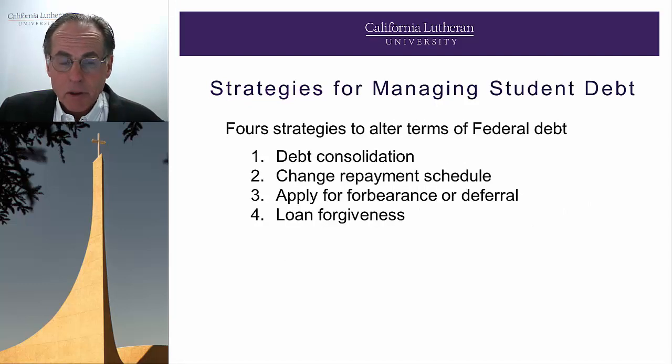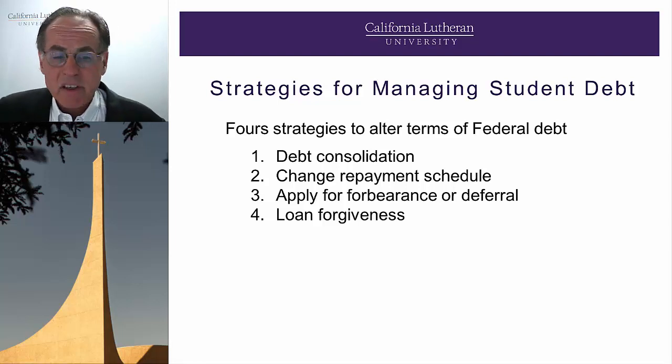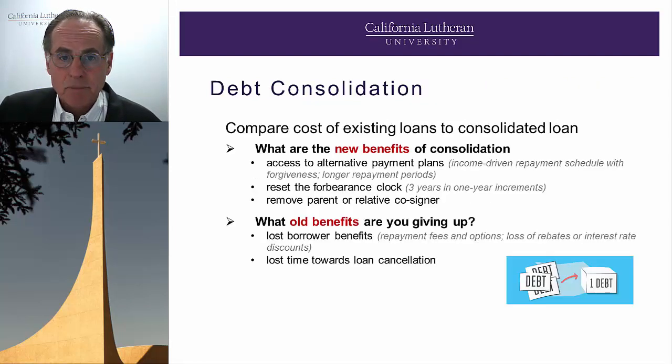debt. There are 4 strategies for managing federal student loan debt: debt consolidation, changing the repayment schedule, applying for forbearance or deferral, and loan forgiveness. Let's start our discussion by examining the details of debt consolidation.